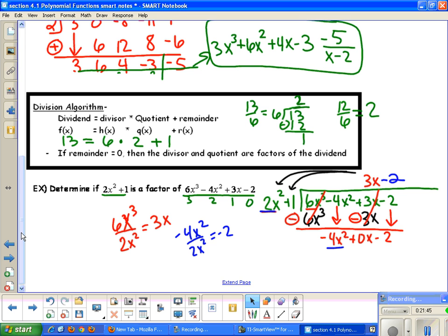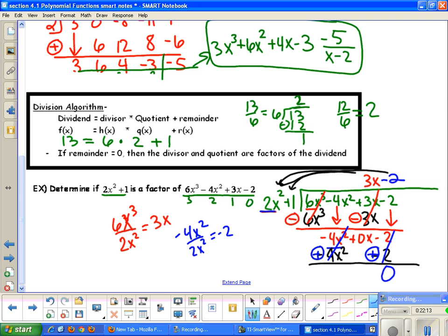Now I take that negative 2, and I'm going to multiply it by 2x squared, and then multiply it by the 1. So negative 2 times 2x squared gives me negative 4x squared, which we did on purpose, and then negative 2 times 1 gives me negative 2. And then when I change the signs, this would be plus, and this would be plus. That cancels out, and 0x is just 0x. This cancels out, and I'm left with 0.